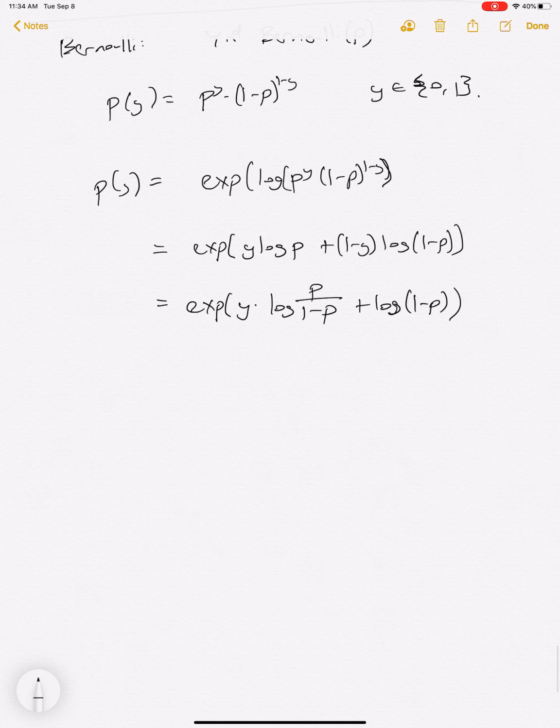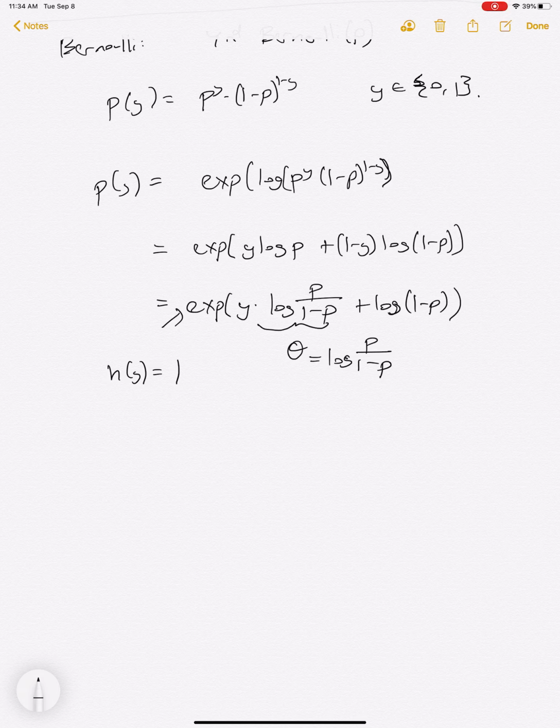Okay, so you can see that h of y here just equals 1. There's actually no term that has something to do with y and p. So your base measure here is just 1. And now your theta is given by this expression, log of p over 1 minus p.